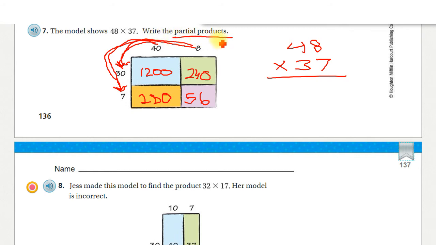So when it says write the partial products, that's all we needed to do. So we're done with this problem. We don't even need to solve it and find the actual answer. All they wanted was the partial products, so we are done with this one. These are partial products, the parts of the number that make your final answer.